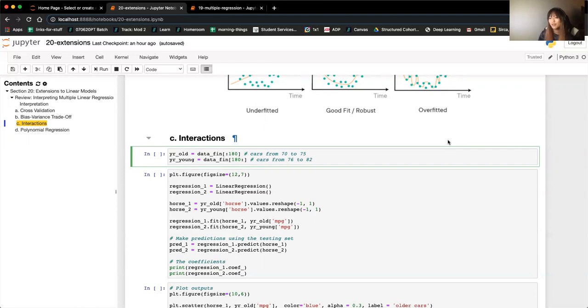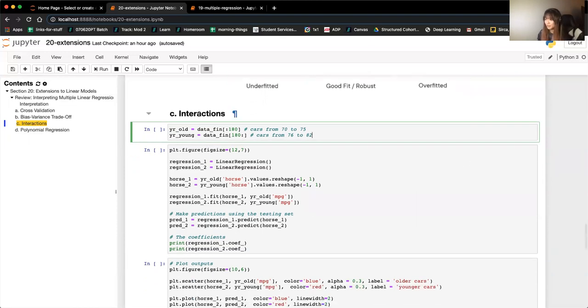But if you already have a hunch on what you want to interact, this would be a way to do it. So in this case, especially if your data is continuous, what you want to do is to actually split them into groups. And based on your hunch, maybe there's a different relationship between miles per gallon when you have older cars and younger cars.